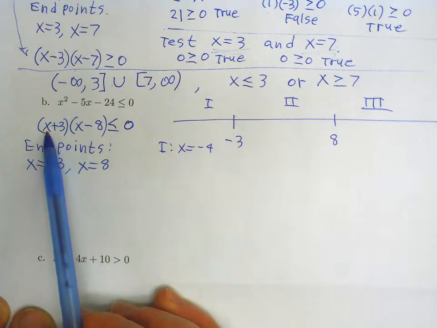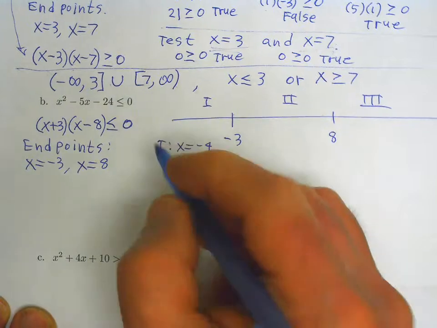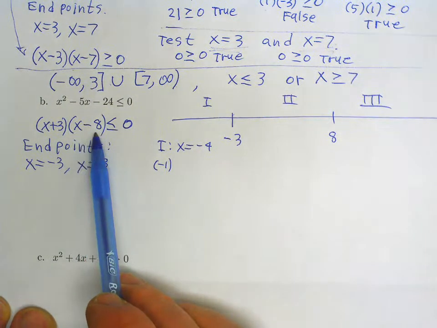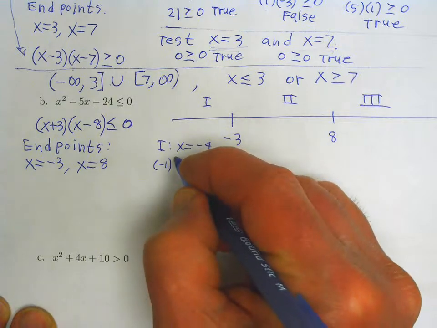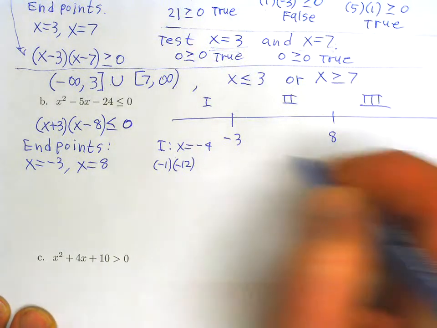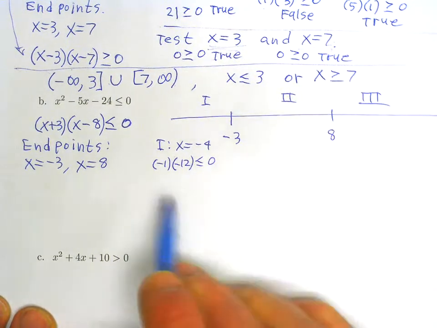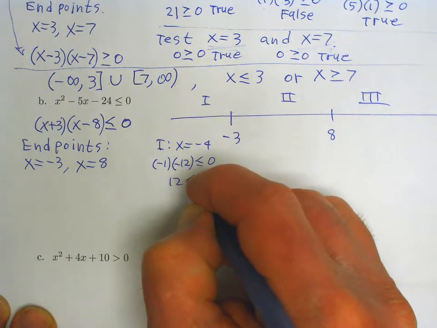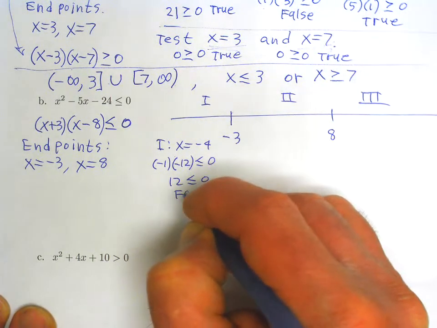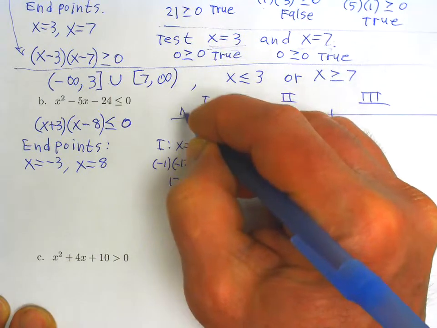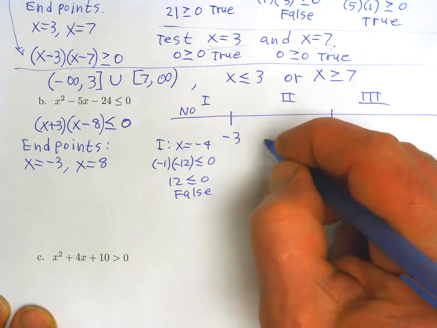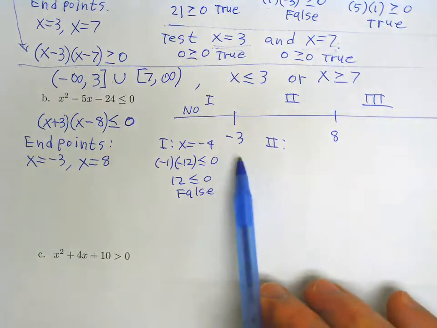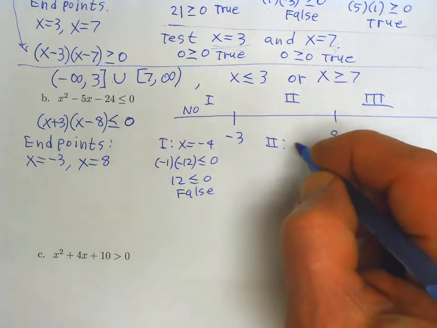Replace x with negative 4. Negative 4 plus 3 is negative 1. Negative 4 minus 8 is negative 12. But this is a positive number. Negative 1 times negative 12 is 12. 12 less than or equal to 0 is false. And then in the second interval, pick any number you want between negative 3 and 8. We can pick 0.